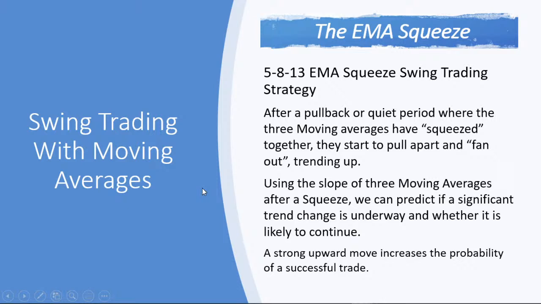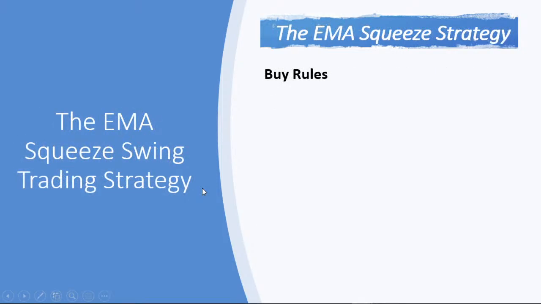Using the slope of the 3 moving averages after a squeeze, we can predict if a significant trend change is underway, and I want to really emphasize that, significant trend change, okay, and whether it is likely to continue. A strong upward move increases the probability of a successful trade. And what I'm going to emphasize once we start looking at charts is that fanning action of the 3 moving averages and how important that is in our trade selection. Okay? So here are the buy rules.